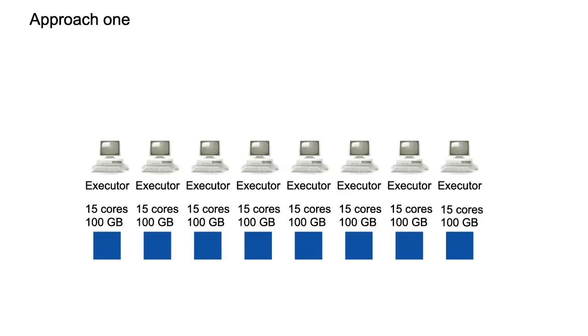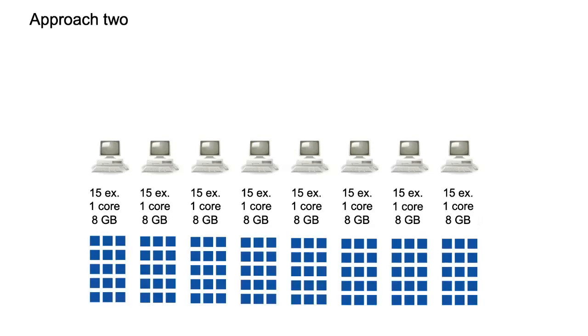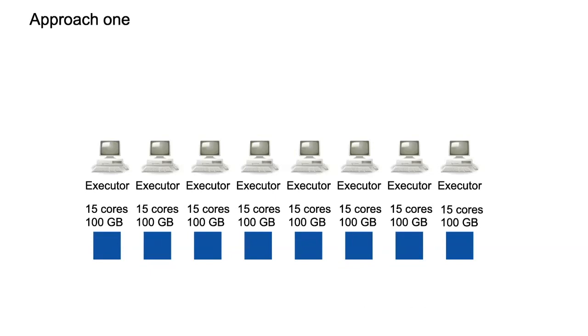So we could have 1 big executor on every machine, or we could have instead as many executors as cores. So 15 executors on every machine and less memory. Of course, now I need to cut the memory into partitions, right? So every core gets 8 gigabytes. These are the 2 extremes.